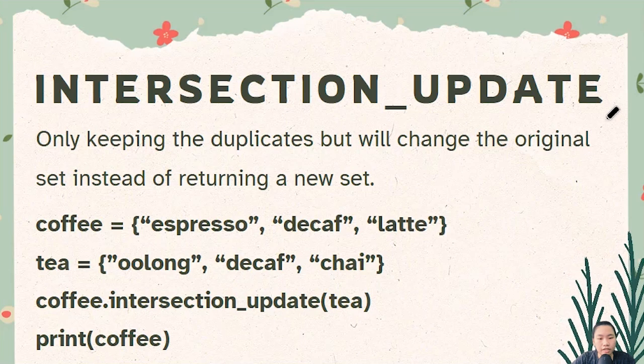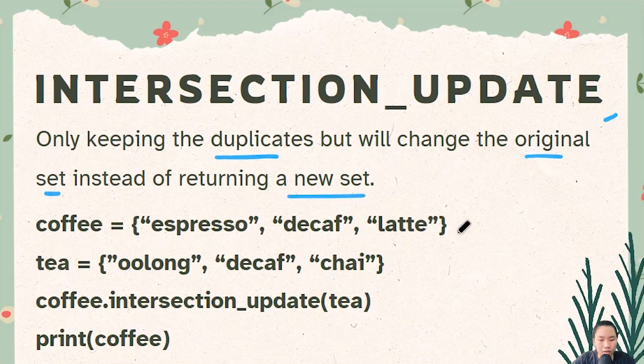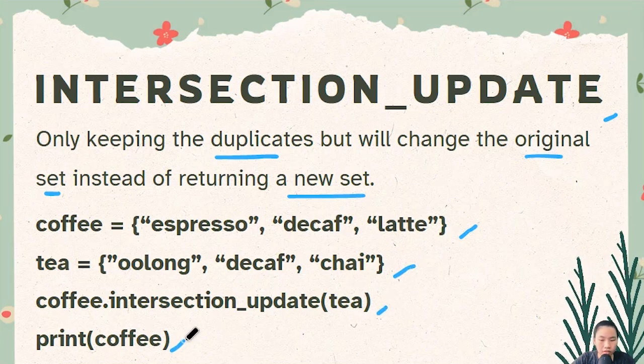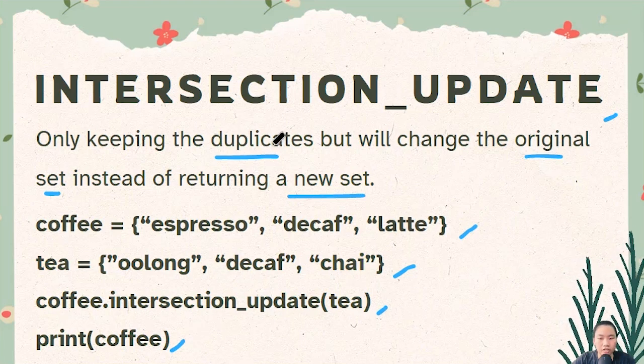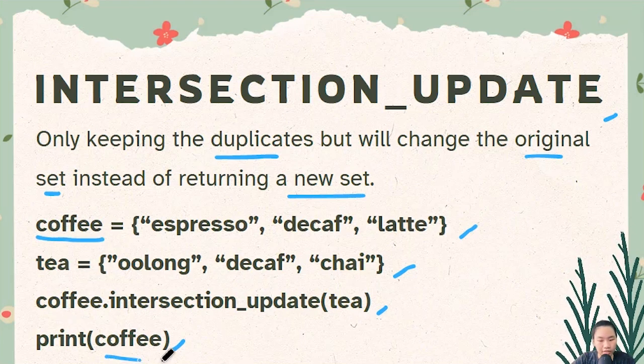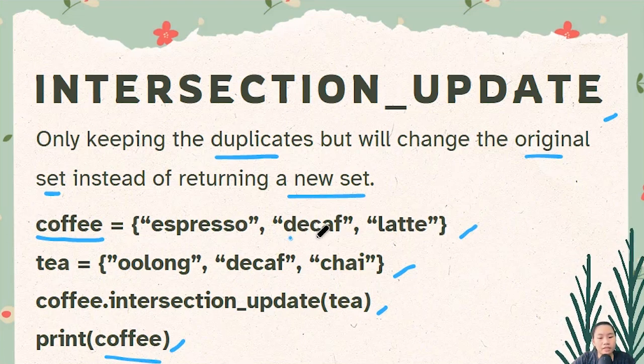Now, let's take a look at intersection update. This would only keep the duplicates, but will change the original set instead of returning a new set. Once again, coffee, tea, coffee intersection update tea. Print coffee would once again return the duplicates, changing the original set, aka the coffee set over here, instead of returning a new set. That's why we print out coffee, okay? Because we changed coffee already. And the duplicate that we will get is decaf.